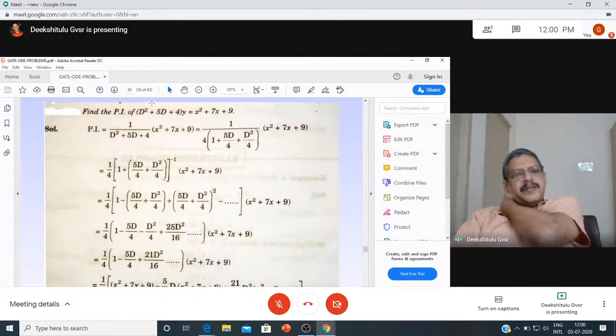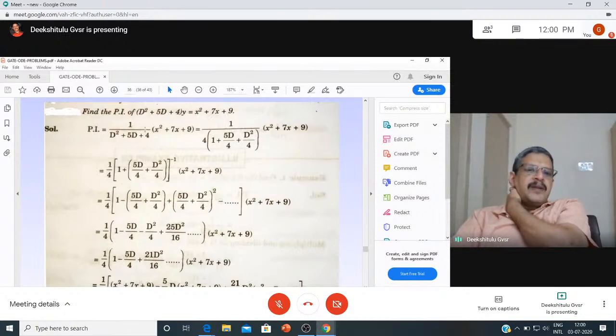So the particular integral of D square plus 5D plus 4 on y is x square plus 7x plus 9. This is a polynomial. So 1 by f of D acting on x square plus 7x plus 9. When we have polynomial functions like x power k, we express 1 by f of D in increasing powers of D. So I take 4 common here. That becomes 1 plus (5D by 4 plus D square by 4), whole inverse, operated on x square plus 7x plus 9.